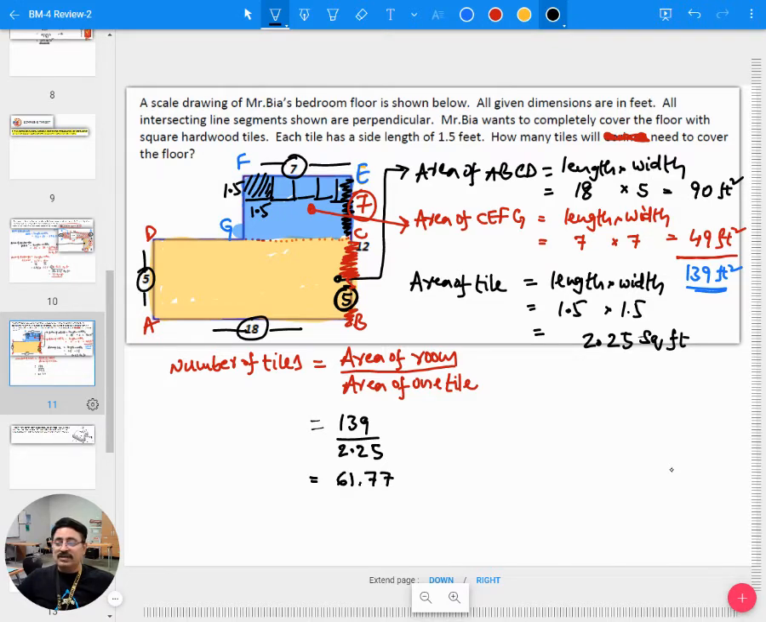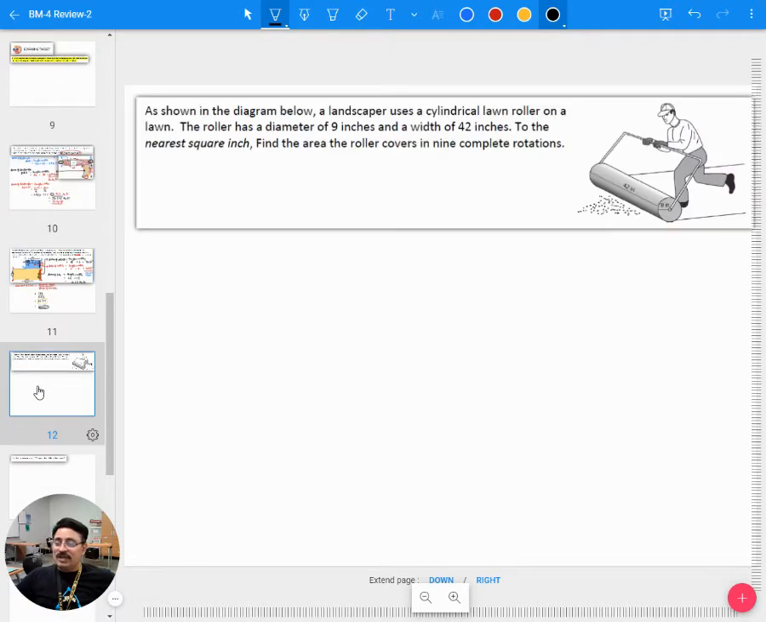61.77 tiles. But if you go to a shop, you can buy one tile, two tiles, but you cannot ask for 1.5 tiles. In case it is a partial, meaning part of a tile is required, you are still forced to buy the complete tile. So instead of 61, we say that the number of tiles required is 62. If there is any extra part of the tile, the mason will cut it and fix it. Okay, that's it. So let's go to the next question.